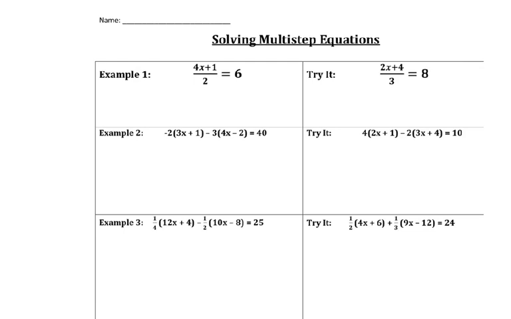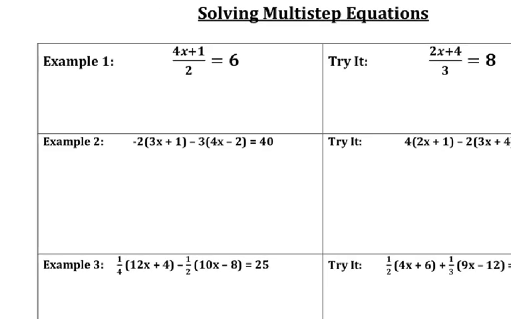So in example 1, this looks very difficult, but it is not. What it is saying is that we have 4x plus 1 divided by 2 equals 6. When we're doing algebra, we don't think of this as a fraction bar. We think of it as division to make it a little bit easier to understand. In high school, we write division as this bar here. It is a fraction, which is also the same as division.